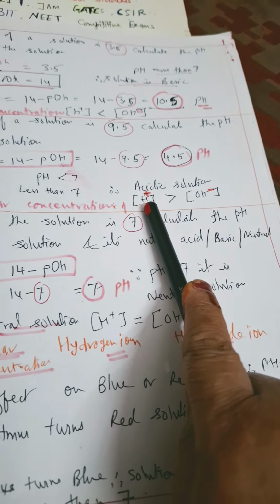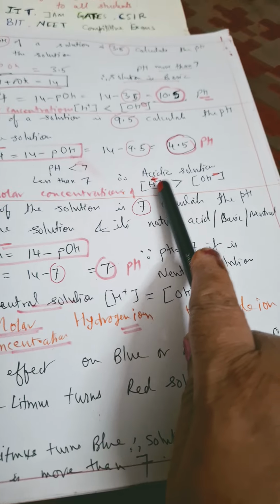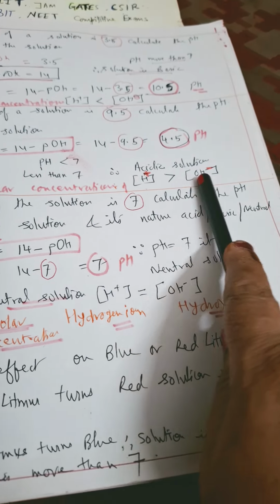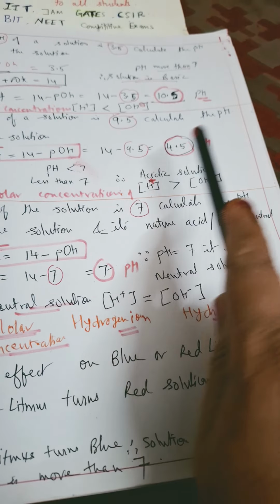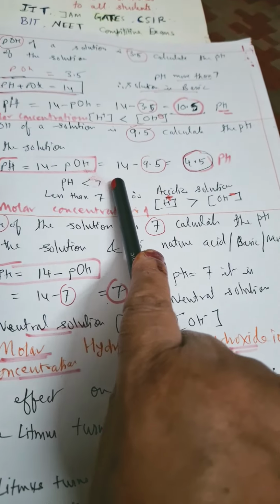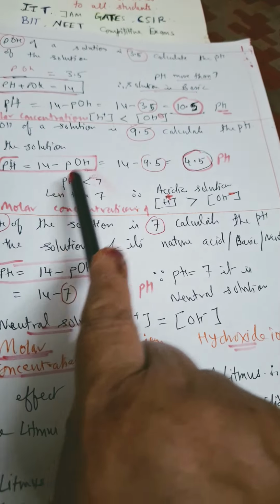Here H ion concentration, the molar concentration of H ion, is greater than the molar concentration of hydroxide ion. Clear to you? So more H positive, less OH negative concentration, so the solution will be acidic. pH is here less than 7.